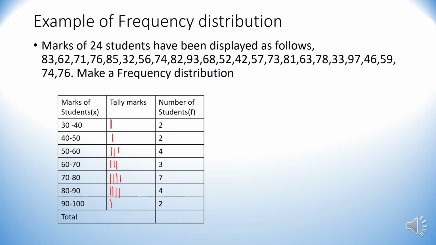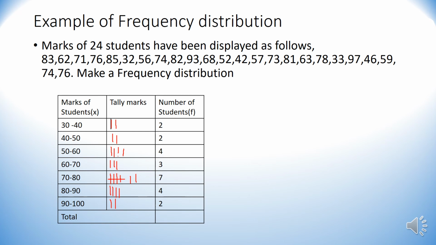Now here we have completed 4 marks. Now the fifth one will be marked like this. This is my fifth one. Then I have to go by 33. Then 97. 46 will be at the second. Then 59 will be at this 50 to 60 class. 74 will be at this, and 76.